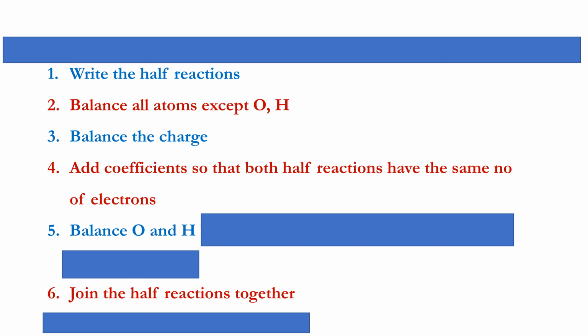After that, you join the half reactions together. You combine the first half of the reaction and the second half of the reaction. And then the last thing is to cancel like terms on both sides. So we will apply all these rules in the next slide.